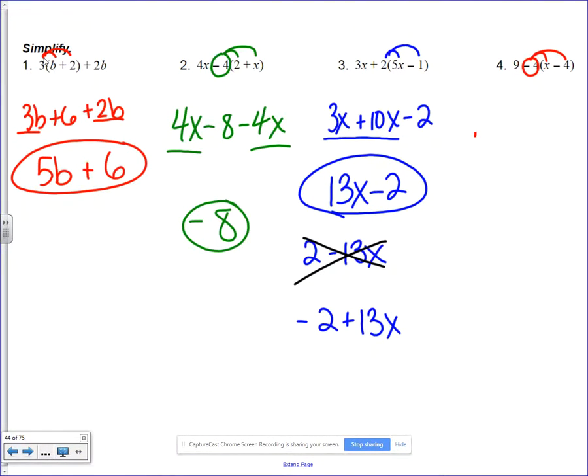Drop down the 9. What is -4 times x? -4x. What is -4 times -4? Good, +16. Do I have any like terms? Yes, which ones? This says 9 plus 16. What is 9 plus 16? And then we'll drop down the -4x.